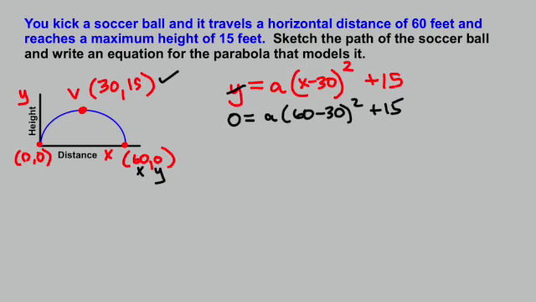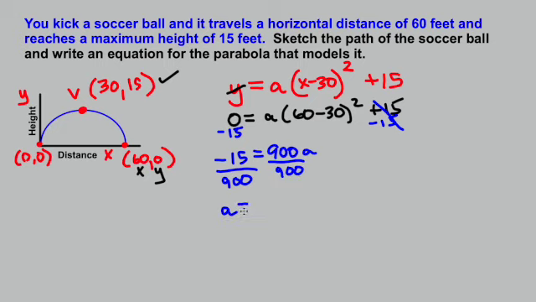At this point, what you can do is subtract 15 on both sides. So 15 subtracted from each side would give us a negative 15 on the left side of the equation. And then 60 minus 30 would be 30, and 30 squared is 900. So this now becomes 900a. And now if we go ahead and divide by 900 on both sides, what you'll notice is we get the exact same value for a. We get negative 15 over 90, and then of course you reduce that down to negative 1 over 60.